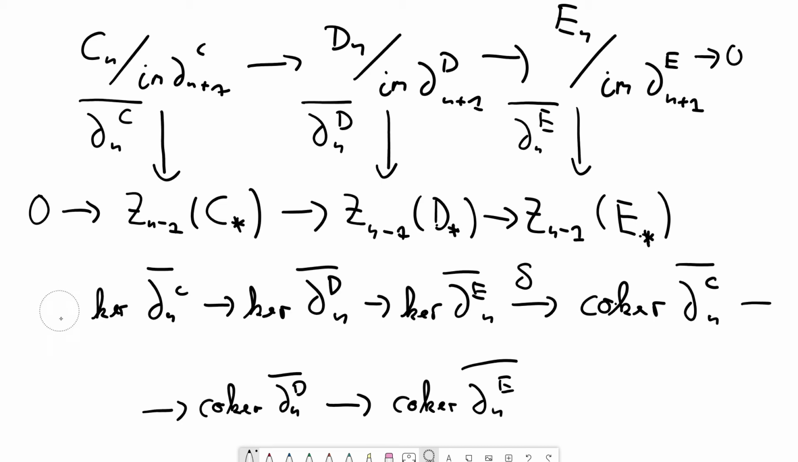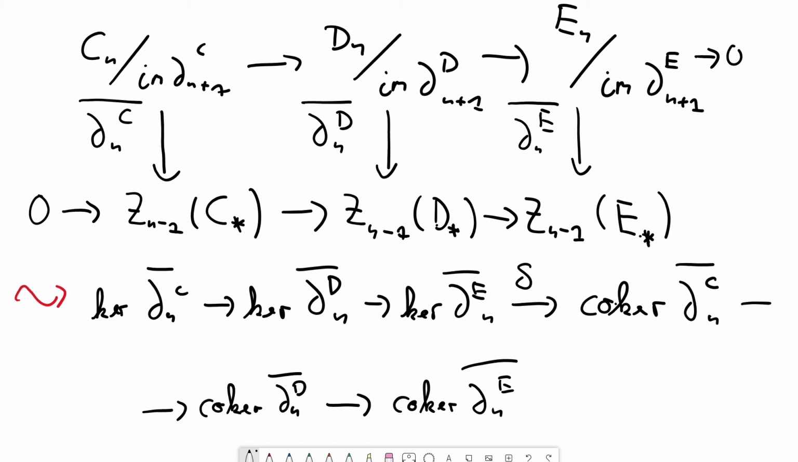Sorry, this is not an arrow in the category also. This was meant to be like an arrow saying we get out of this this exact sequence. Yeah, this had no mathematical signification. All right, so this is what we get out of this, and now I claim this is exactly what we want. Yeah. So let's see why that is true.